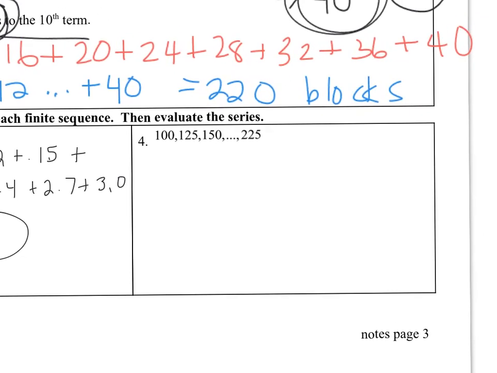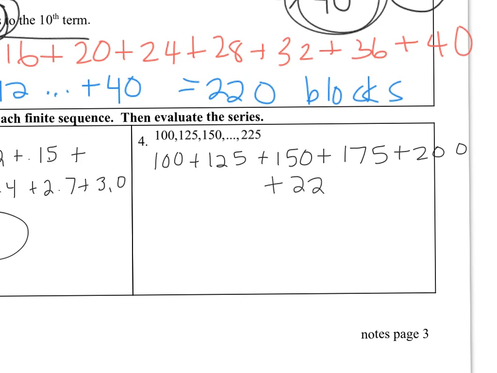And then number 4, write the related series. So if I write the related series, I have 100 plus 125. That means that the common difference is 25, plus 150. And I'm going to keep it up all the way until I get to 225. And then it reads, evaluate the series. So it means I have to add them up. And I get 975. So make sure that you know the difference between the directions: write the related series, evaluate the series.